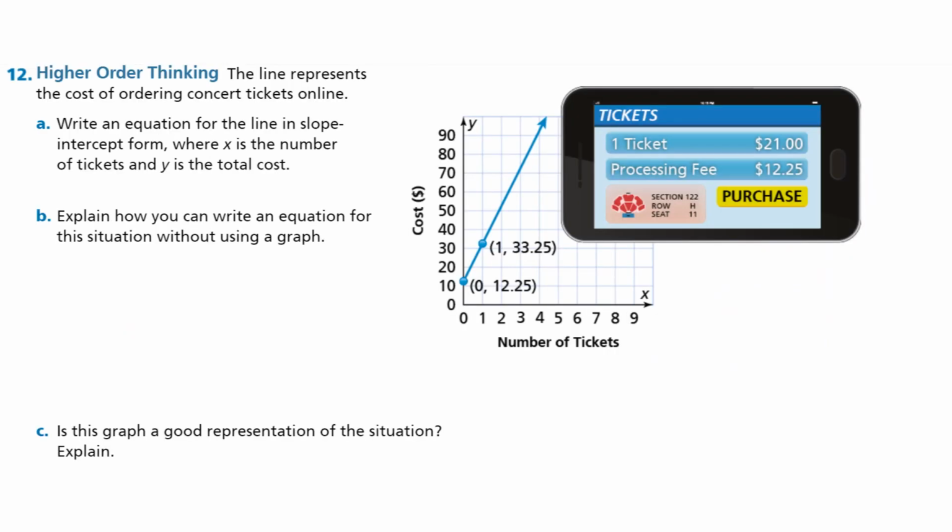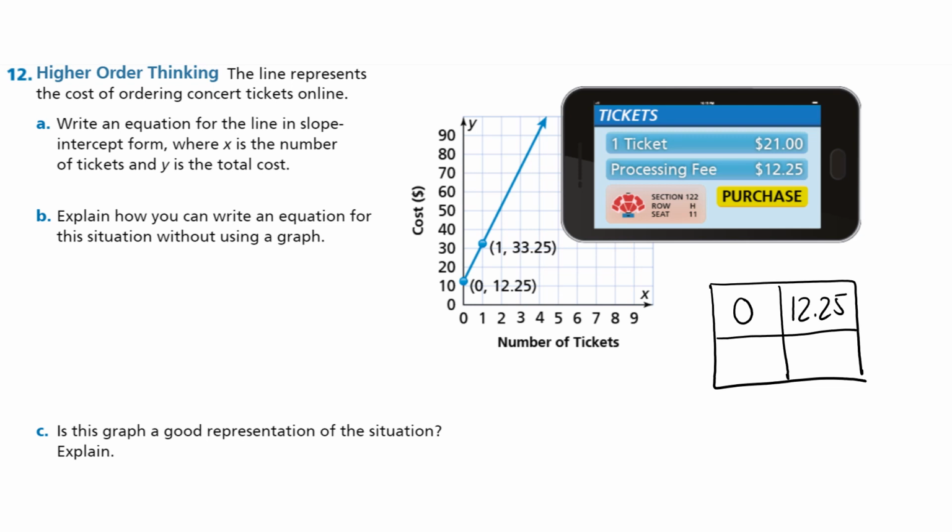For number 12, we have a graph with information on the cost of ordering concert tickets online. It gives us 2 points, so we're going to use our box method. We have 0 and 12.25, which is paired up with 1 and 33.25. And when you're using your box method, we want to find the patterns in the table. The first pattern, 0 to 1, is going to go as a positive 1. And then going from 12.25 to 33.25 is going up $21.